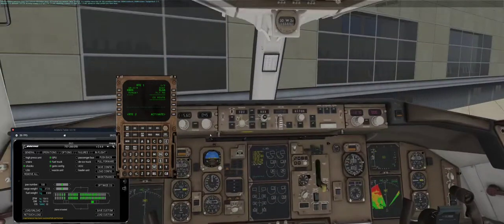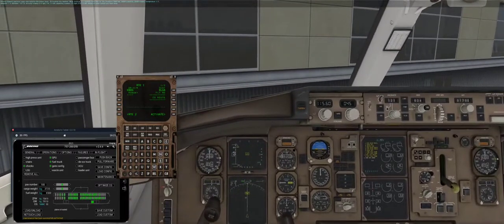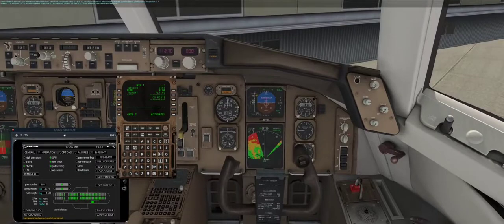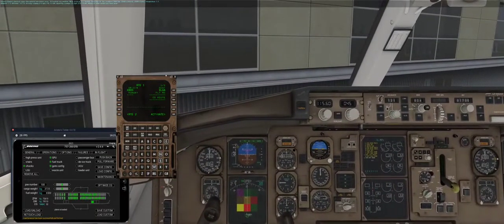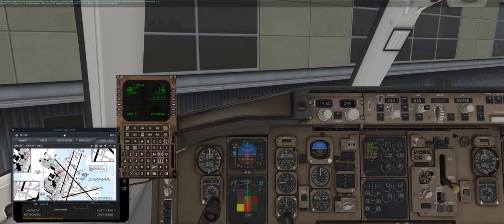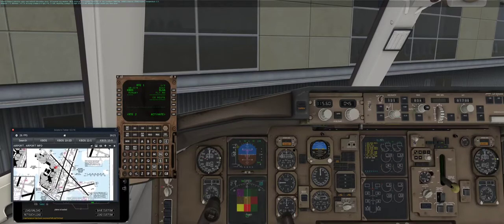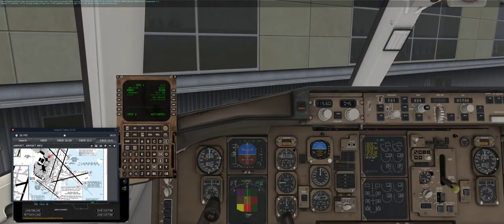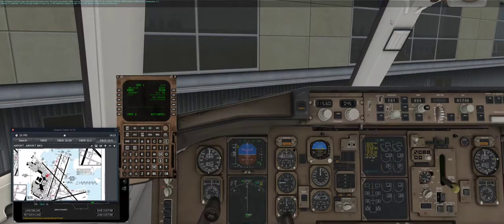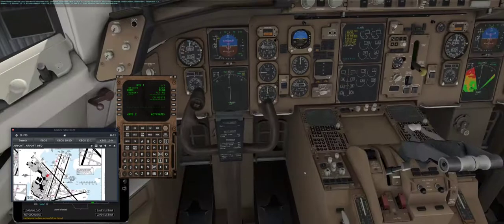General Edward Lawrence Logan, set our altimeters. Oscar. 1900 Zulu weather. Wind 080 at 12. Visibility more than 10. Sky conditions 2,900 few, 20,000 scattered, 25,000 broken. Temperature 17, dew point 13. Altimeter 3010. Arriving runways 04 right, 09, 15 left. Departing runways 15 right, 09, 15 left. Advise on initial contact you have Oscar.